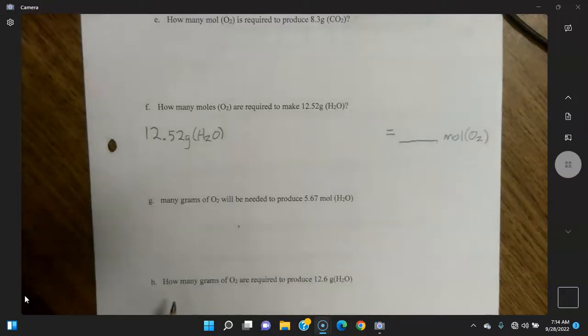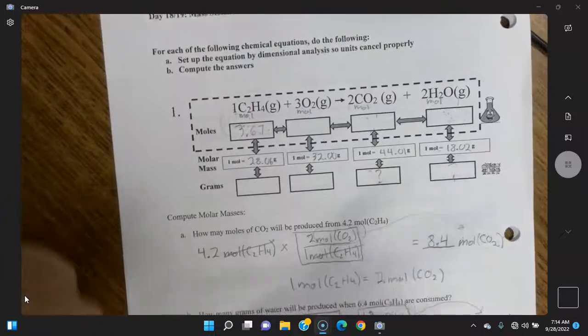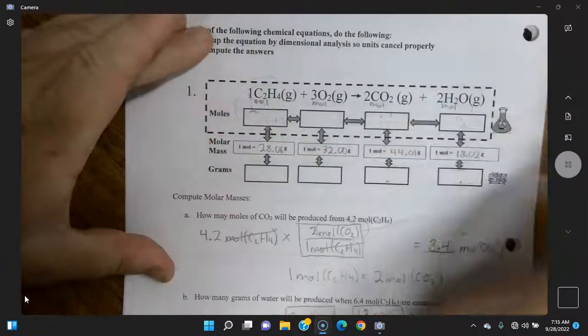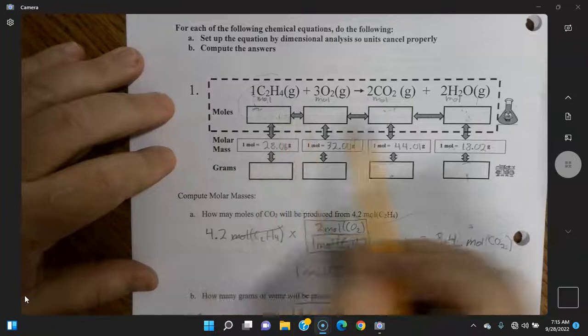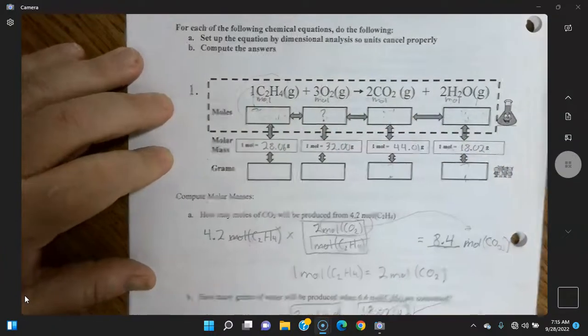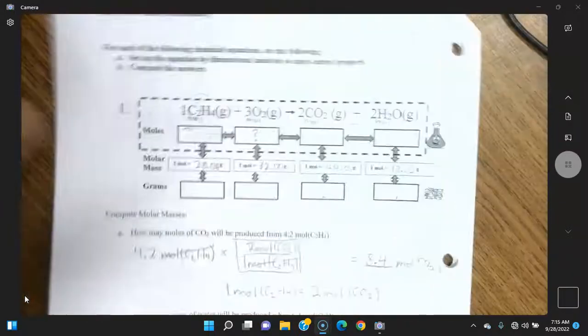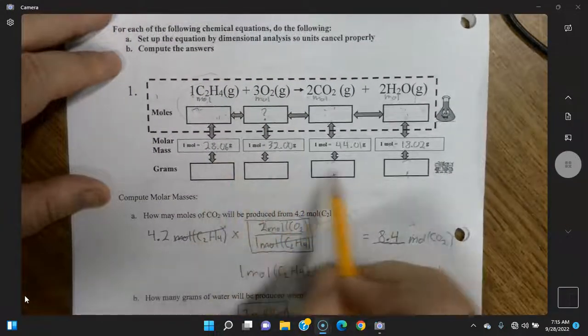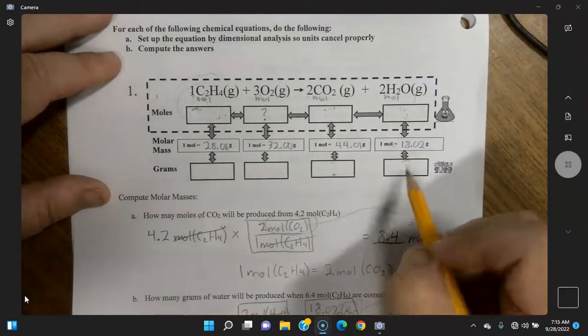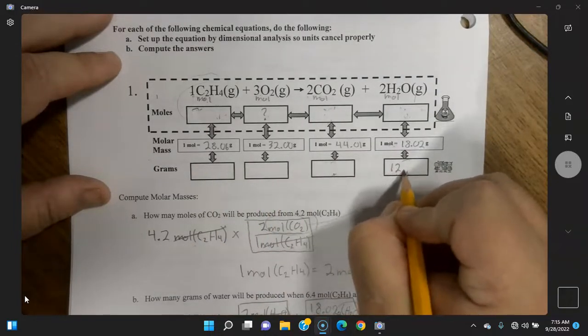So now we're going to come back here. Moles of O2, grams of H2O. So we're going to erase everything up here. And it's moles of O2, moles row underneath O2. That's the question mark. And it is 12.52 grams of H2O. So you come down to the grams row that we can measure on a scale, and H2O, and it's 12.52.